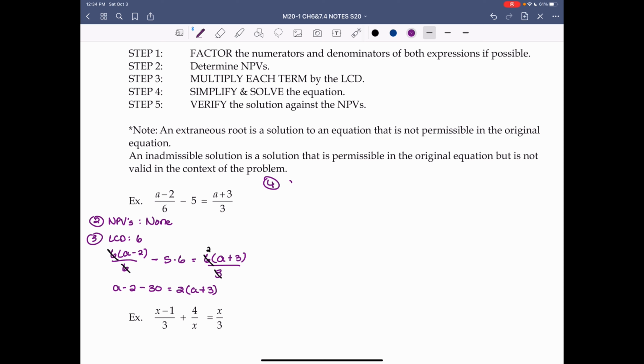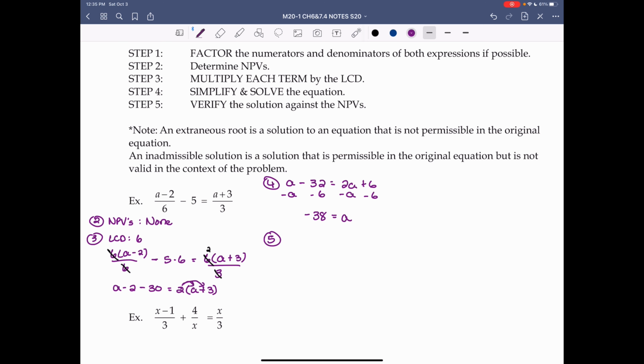Step 4, we want to simplify and solve. We have a - 2 - 30 is a - 32 equals 2 times (a + 3). So multiply the 2 into the brackets. We get 2a + 6. Then we want to combine our like terms. I'm going to subtract a on both sides, and I'm going to subtract 6 on both sides to move my a's to one side, my constant terms to the other. I get negative 38 equals 2a minus a, which is a. So it looks like the solution is negative 38.